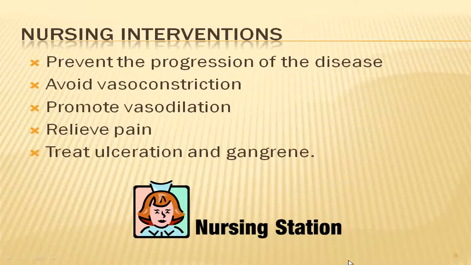So our nursing interventions, again, we're going to prevent the progression of disease by having them stop smoking. We want them to avoid vasoconstriction, keep them out of the cold, promote vasodilation, give them calcium channel blockers, and apply warm compresses to the area, which causes vasodilation. We want to relieve pain, and we also want to treat ulcerations and gangrene.